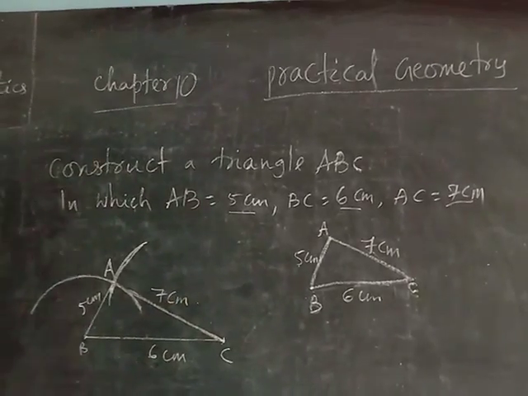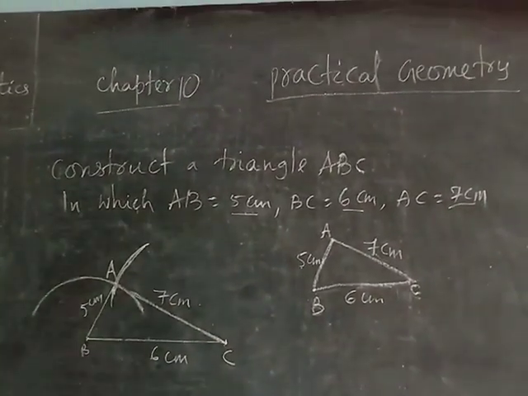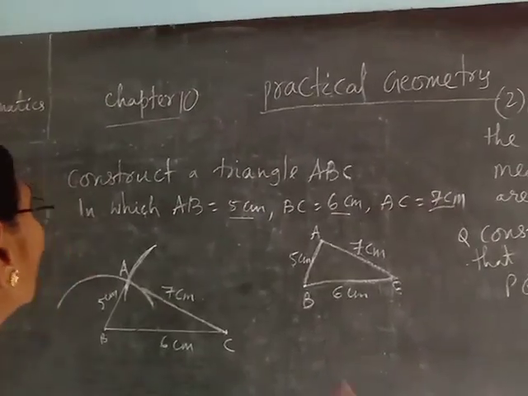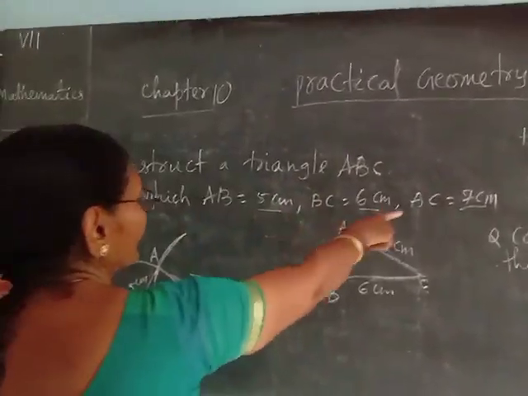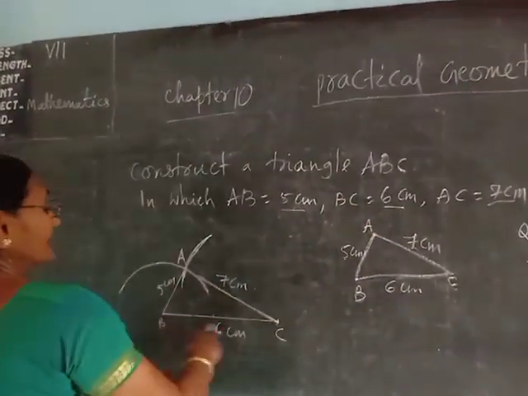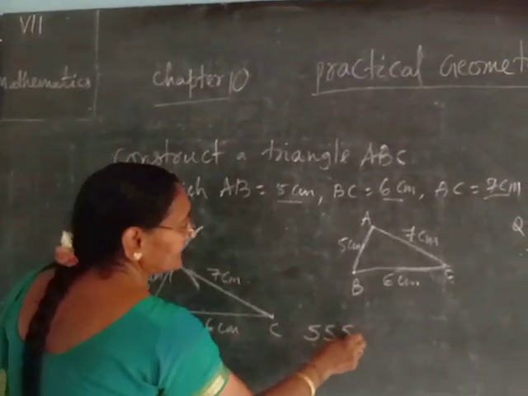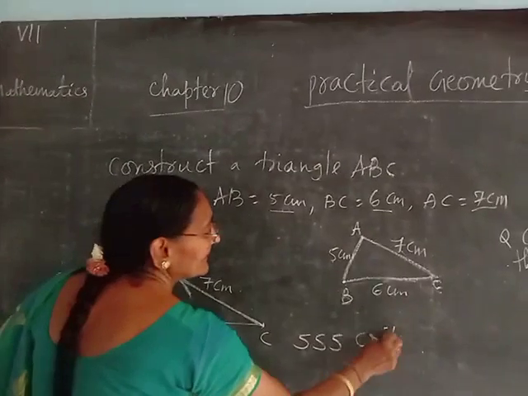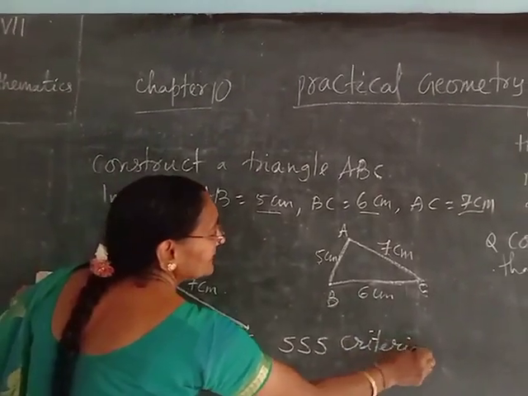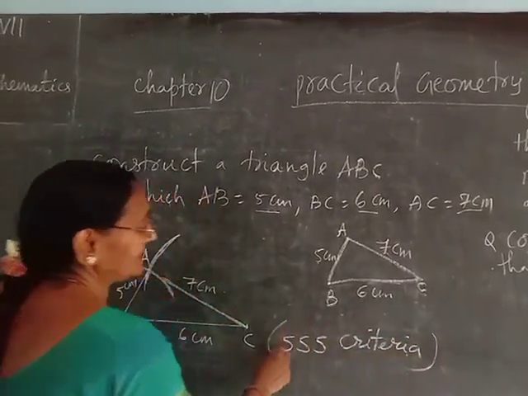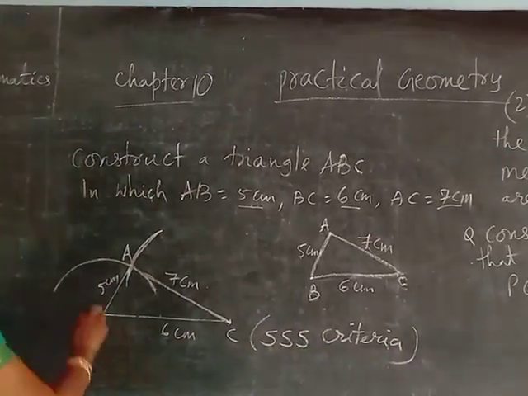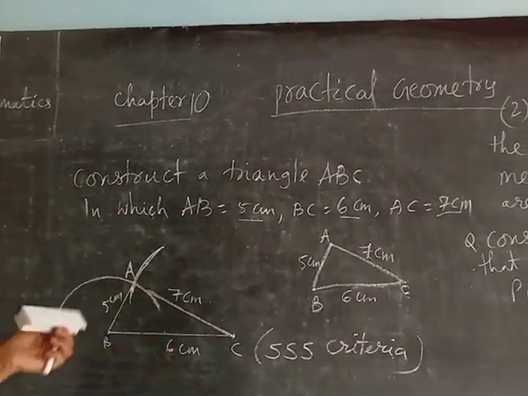Like this, here you have to construct the triangle. Now see, in the constructed triangle, 3 sides were given, and 3 sides have been constructed. What criteria is this? Side, side, side criteria. This is side, side, side. 3 sides given, this is the criteria. This way you have to construct it when 3 sides are given.